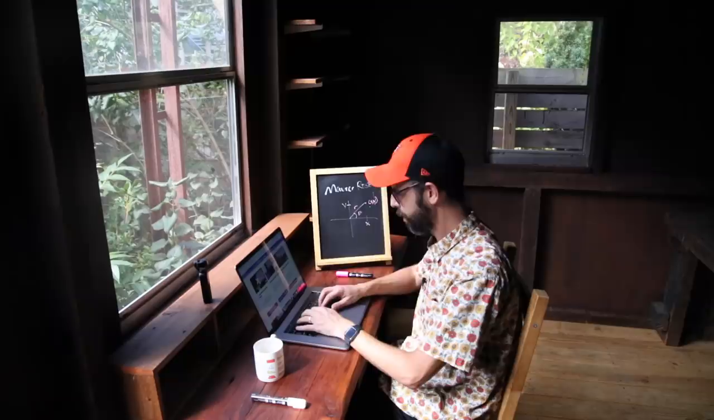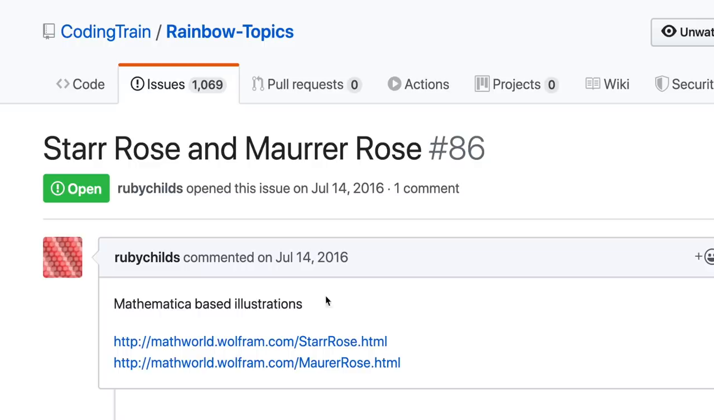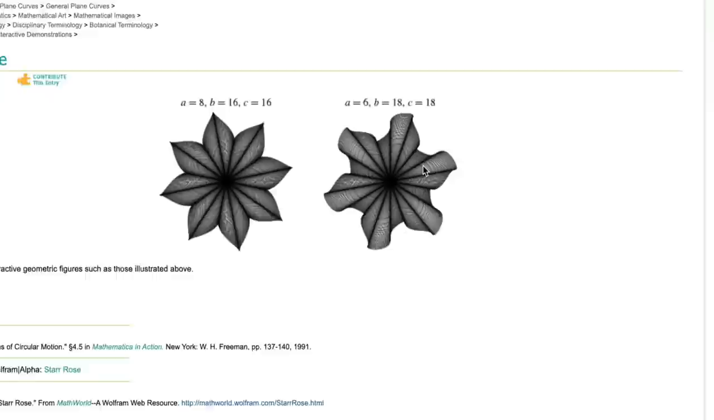So what is a Maurer Rose? This idea was actually first suggested in July of 2016, which is over 3 years ago, amazingly enough, by Ruby Childs, linking to both star rose pattern and Maurer Rose pattern. Ooh, look at this. Oh, we're going to have to do this. I've been doing the Maurer Rose today, but look at this one. Wow. We're going to have to come back to the star rose. And look at these Maurer Rose patterns.